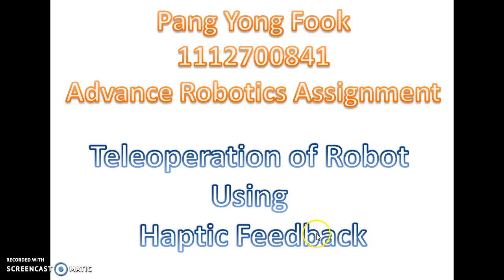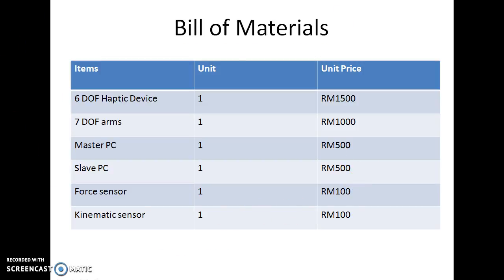So, what is a haptic feedback device? The haptic device refers to the use of the sense of touch to provide feedback or information to the user. In order to design this system, we need all of these components as shown in this BOM here.